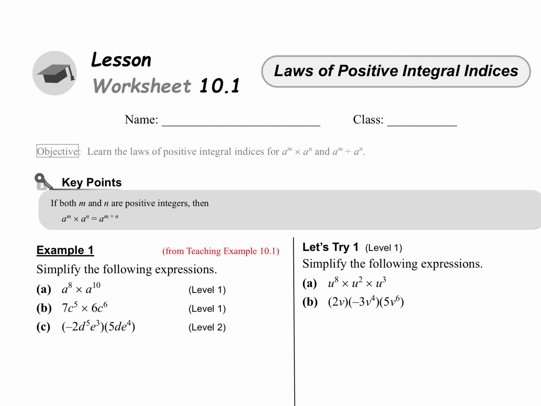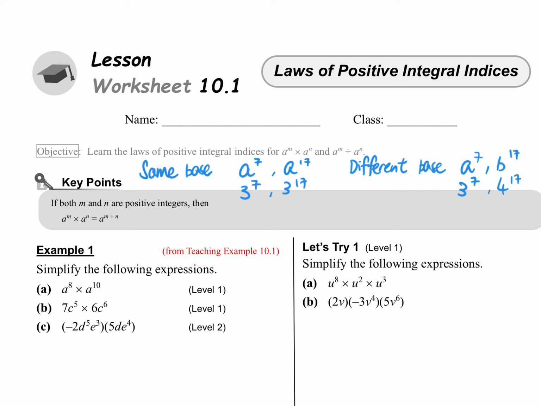It is a revision video on lesson worksheet 10.1, which is a Form 1 topic, and it is the laws of positive integral indices. In this topic, we want you to first of all know what is meant by two numbers of the same base.